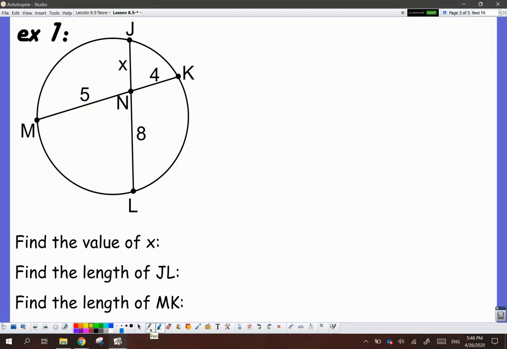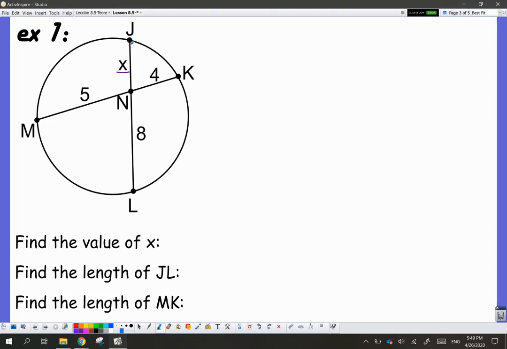So our first example is pretty straightforward, which is a good thing because we want to see how we use this theorem. So the first thing we're going to find is the value of x. And we see that x is right here. So x is the length of segment JN here. So in order to find that piece, we're going to have to use our chord theorem. Remember, that tells me that if two pieces of one chord multiplied together equals two pieces of another chord multiplied together.